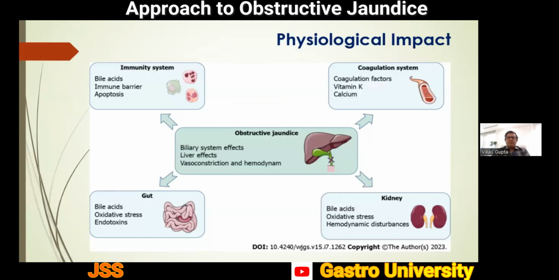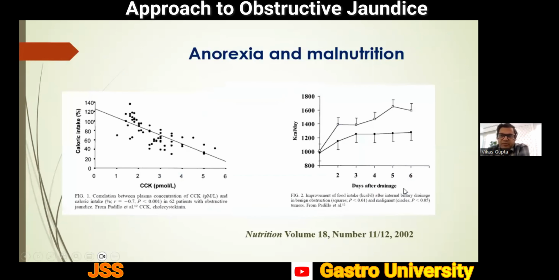So how does jaundice affect the physiology of the body? It affects bile acids, which are very important. It affects the immune system of the gut. It affects coagulation. It affects gut permeability, and it affects the kidneys and heart as well.